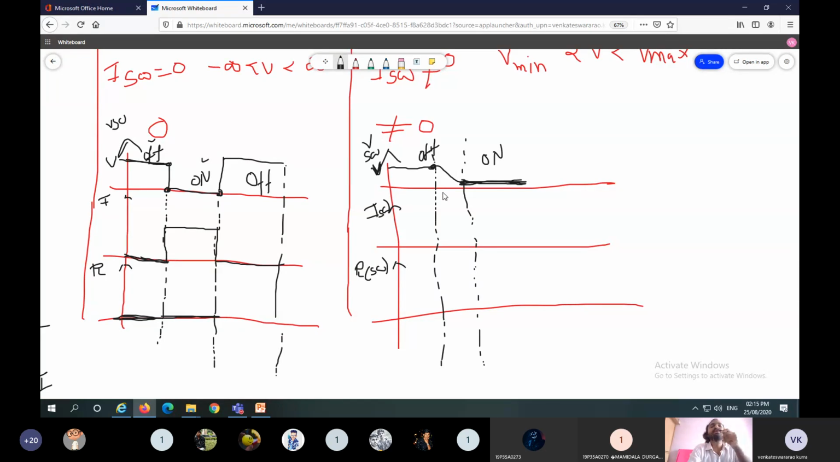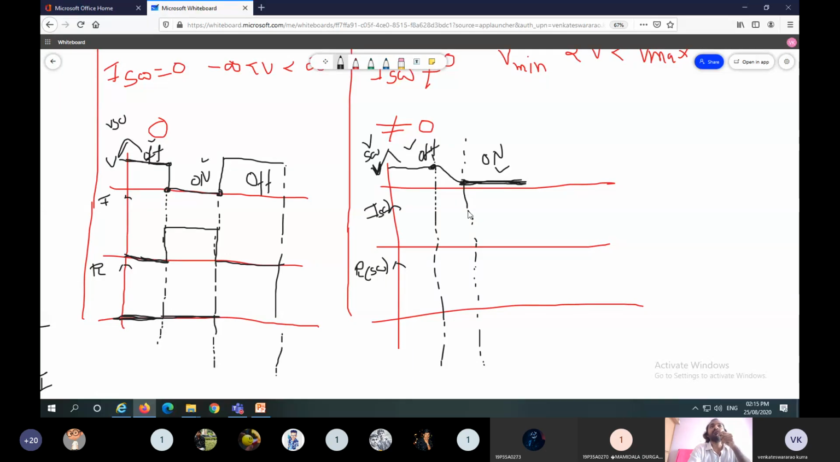So transition time or transient time. All of you know the definition of transient response: the response of the system when it changes from one stable state to another stable state. This off state is one stable state and this on state is another stable state. So here the system makes a transition from this stable state to this stable state. So this is the transient response of the system.